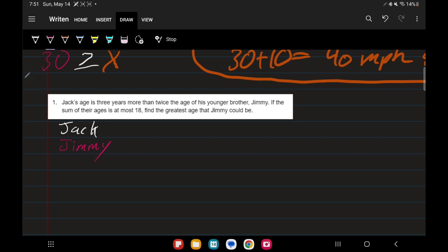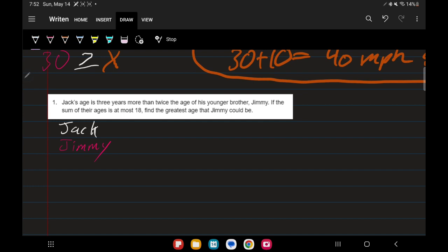Okay. Jack's age is 3 years more than twice the age of his younger brother, Jimmy. So if he's 3 times as old as Jimmy plus 2, right? Or times 2, sorry. Let's read it one more time just to make sure. Jack's age is 3 years more than twice the age of his younger brother, Jimmy.